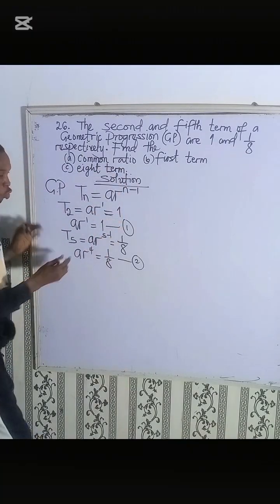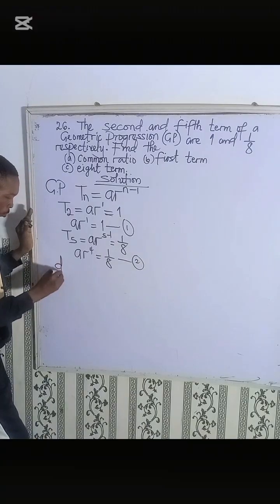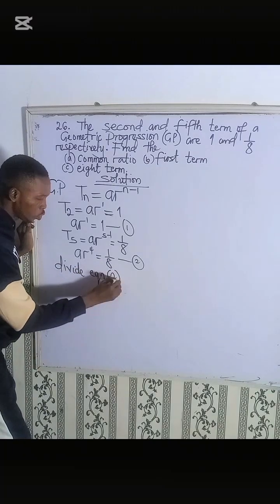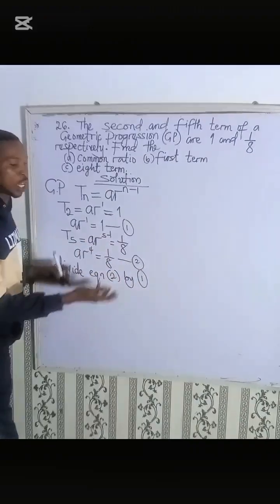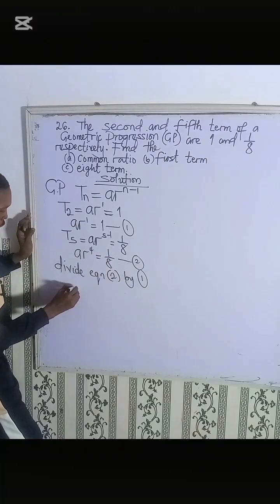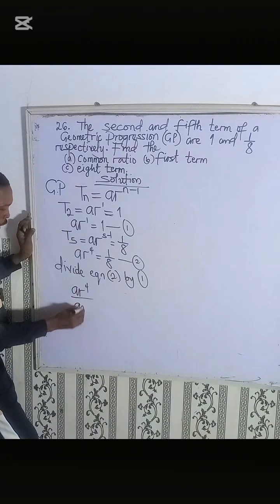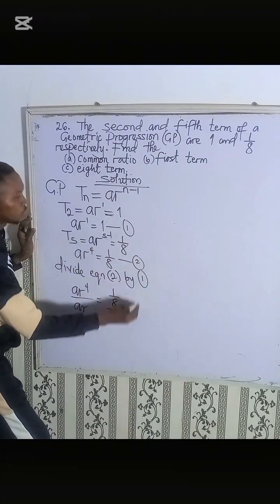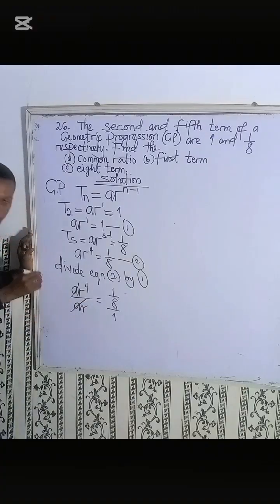So what we're going to do is solve equations 1 and 2. You are going to divide equation 2 by 1, as the case may be. You may divide equation 1 by 2, or you can divide equation 2 by 1. So equation 2 is ar to the power of 4 divided by equation 1, which is ar, must be equal to 1 divided by 8 in equation 2 divided by 1. Right? So from here we cancel out a.